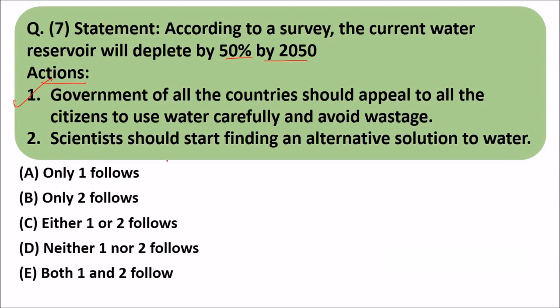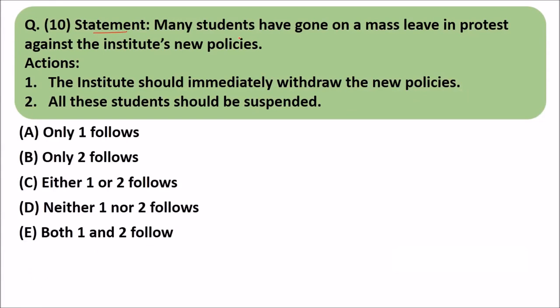Next is, scientists should start finding an alternative solution to water. This is absolutely nonsense and absurd. There is absolutely no alternative to water. If there had been any alternative solution to water, we would have tried it, and instead of wasting your resources and funds on such a thing like finding an alternative to water, it is much better not to. It is impractical. So we are unnecessarily wasting time and money over here. So this is not at all a viable or a logical or a practical solution. So only one follows.